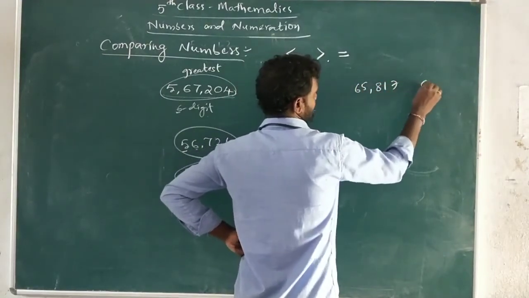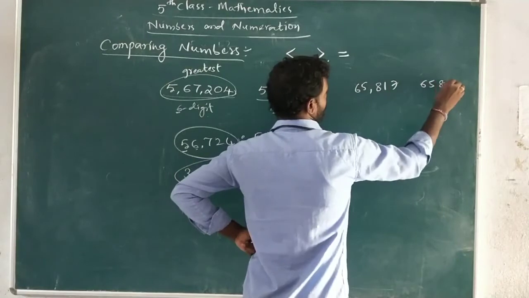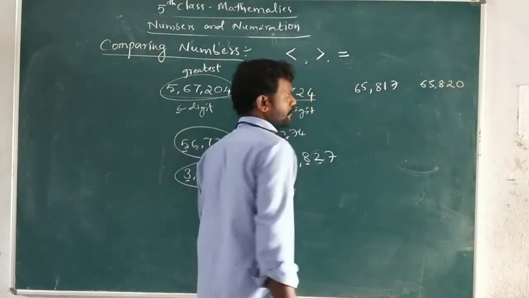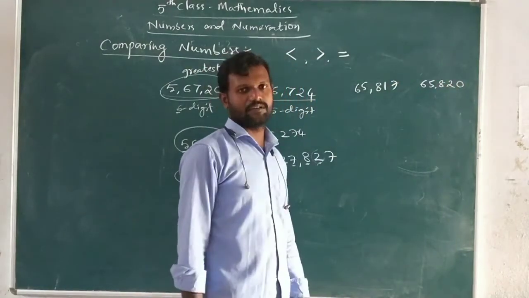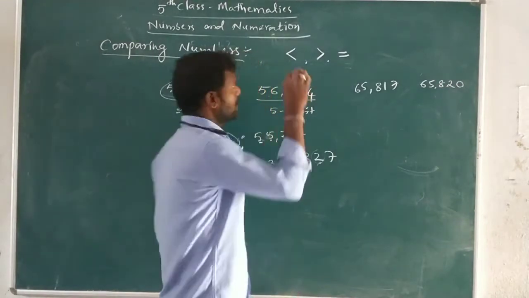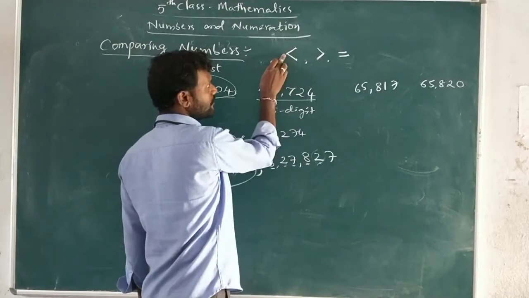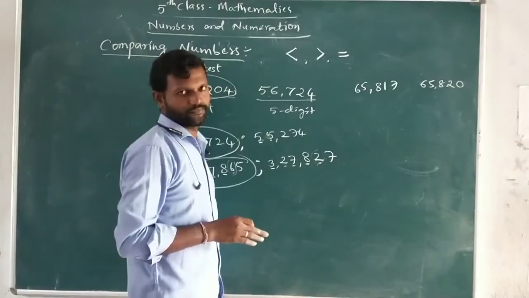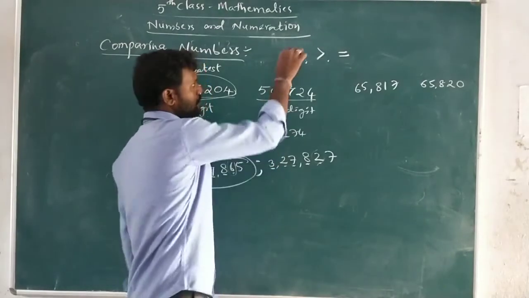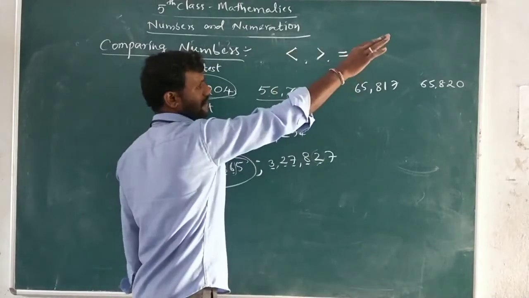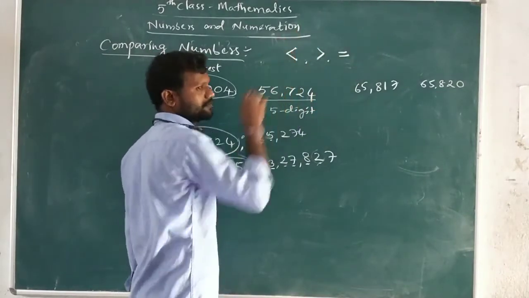65,817 and 65,820. What is the symbol you have to use? Always remember there are two ends. These two ends point towards the bigger number and this one end points towards the smaller number. These two towards which one? The bigger number, and this one towards the smaller number.